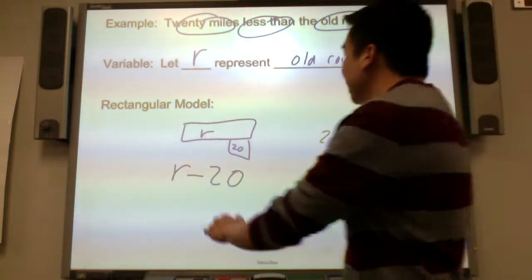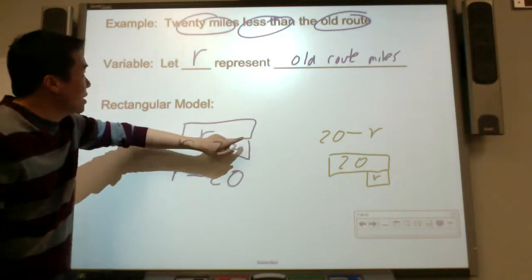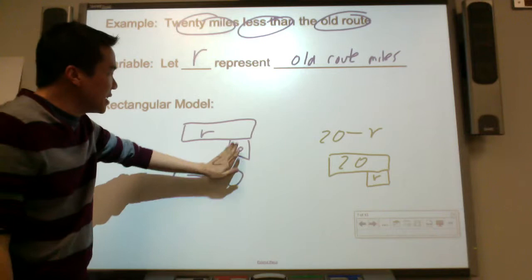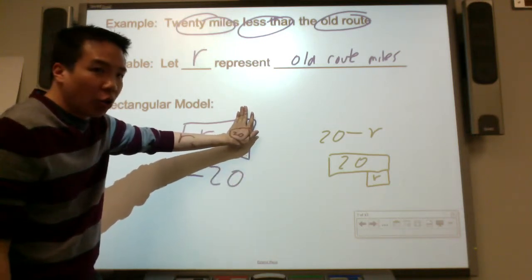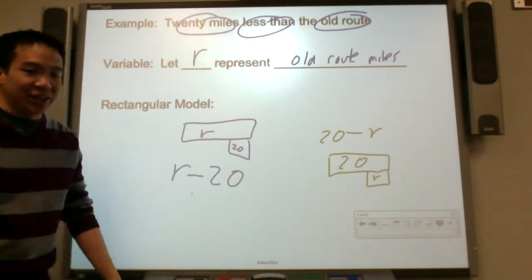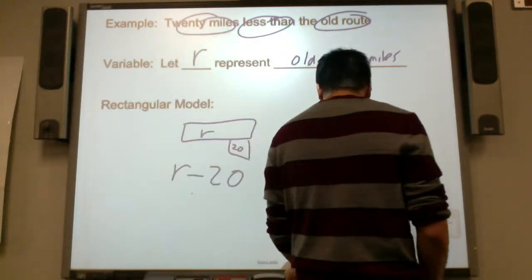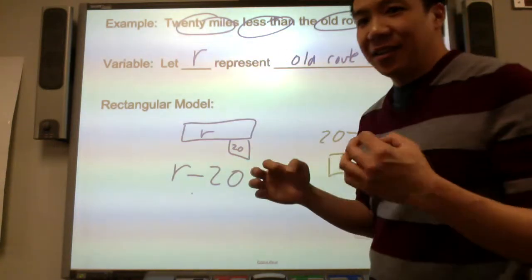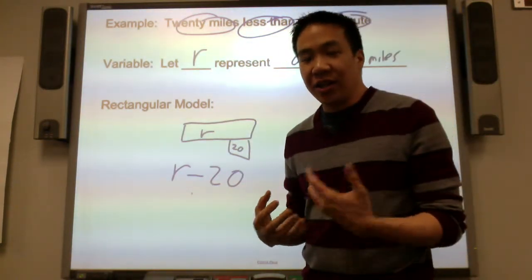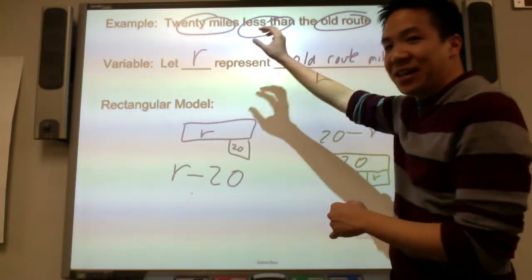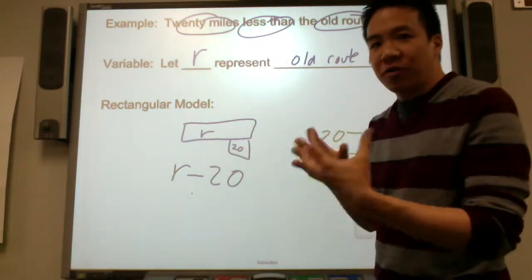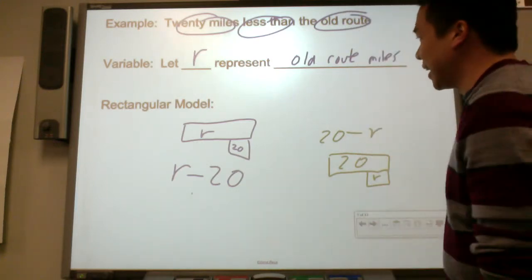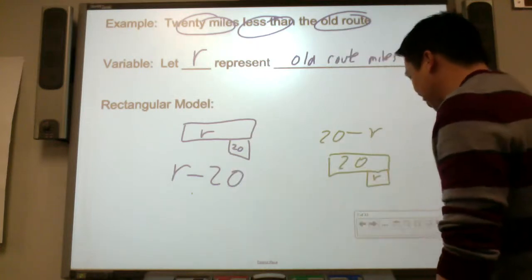No, read carefully. You have 20, and it's less than what the old route is. You're taking 20 from how many miles of the old route. That's why R minus 20 is correct, and the other one is incorrect. So it's the semantics, just reading it. It is a little difficult, so you have to read through the phrases and figure out where it goes. It's like putting together a puzzle. So it's 20 less than what the old route miles is.